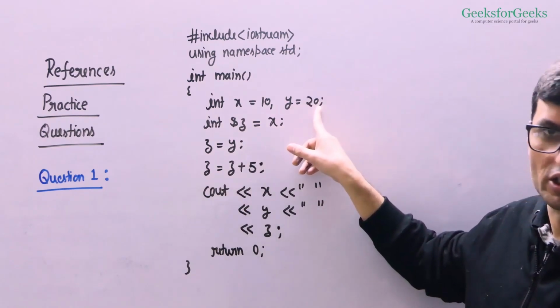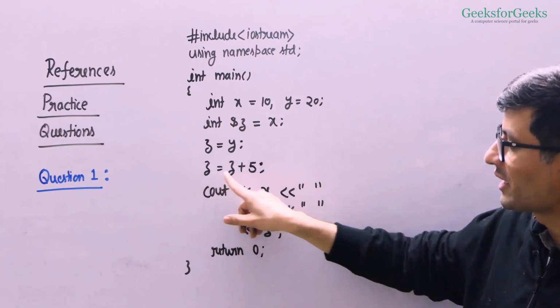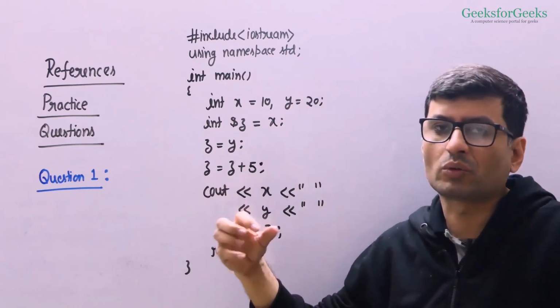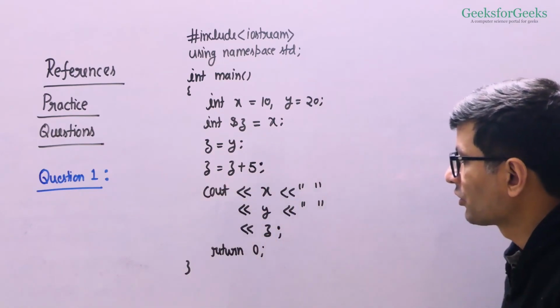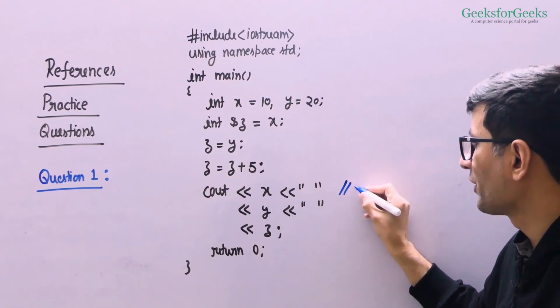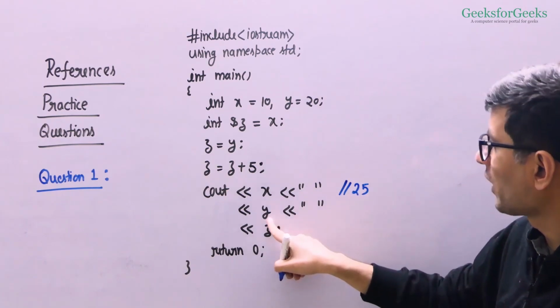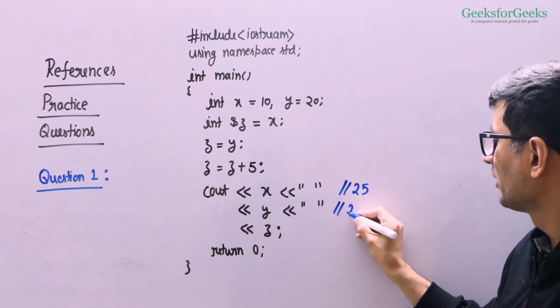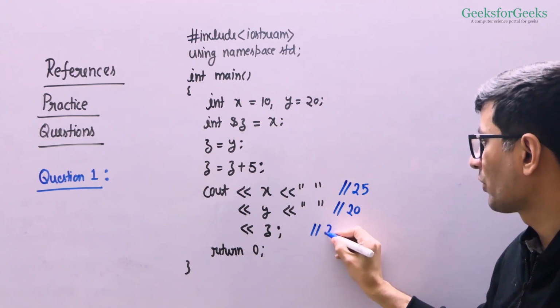change to 20, right? Now we are doing z equal to z plus 5, so x and z both will change to 25. So the output of this program is going to be 25, and this y is never changed in this program, so it's going to remain 20, and z is also 25.